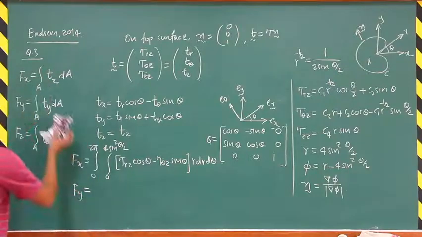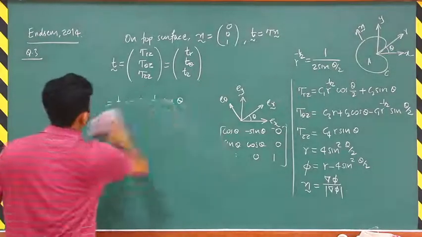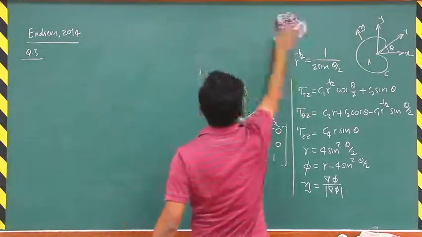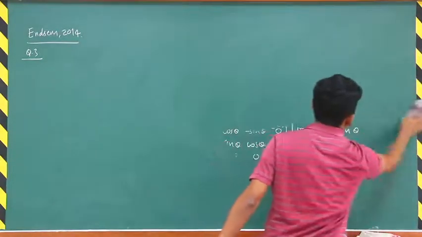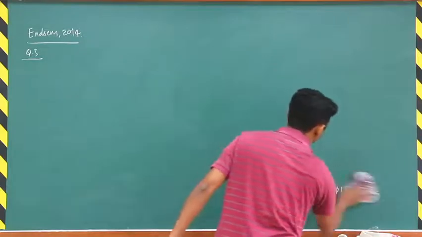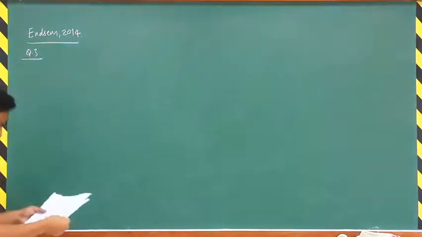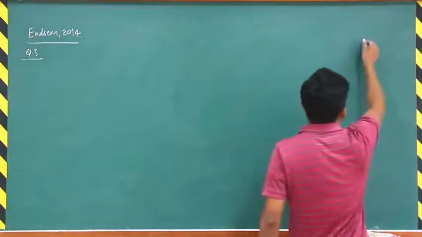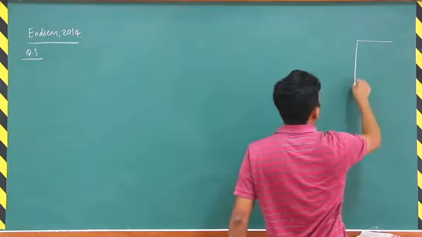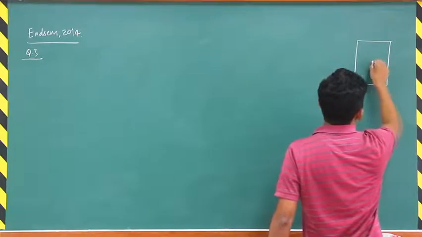Okay, so we'll move on to the next problem. Okay, so the next problem is the bending by terminal load of a beam of rectangular cross section. So we have a beam of a rectangular cross section which is subjected to a terminal load.